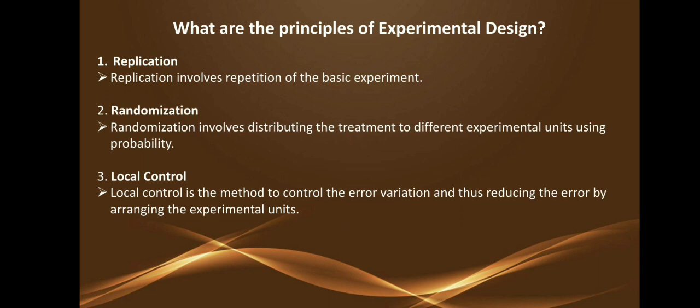And then the third one is the local control. Local control is the method to control the error variation and thus reduce the error by arranging the experimental units. This is where the value of the variable is kept constant to keep it from affecting the conclusion of the experiment.